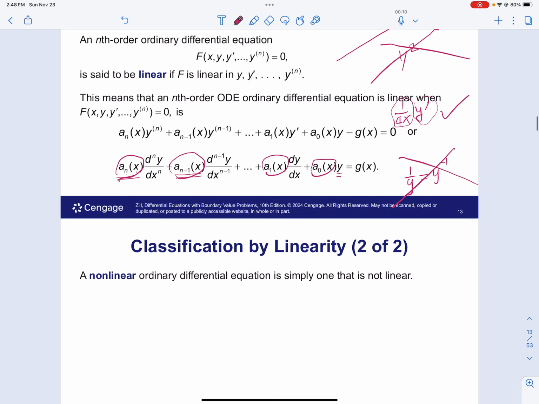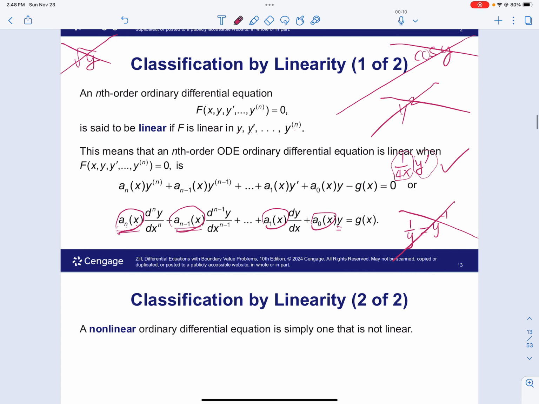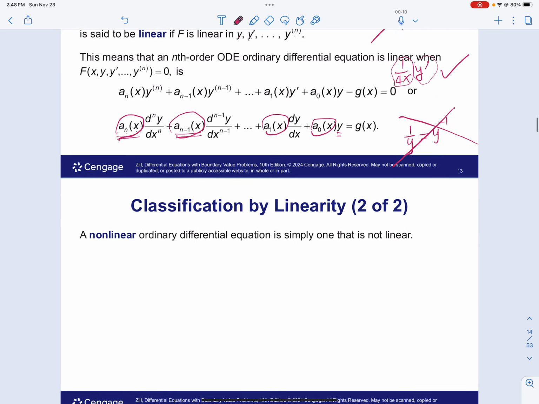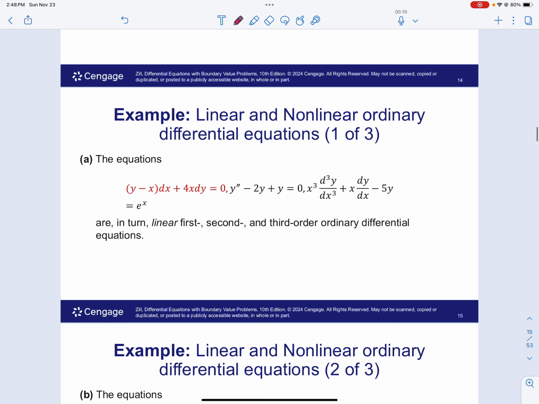Let's look at more examples. What does nonlinear mean? If it's not linear, then it is nonlinear. All the functions that I put a cross sign on are called nonlinear. Let's look at the examples. For the second example, this is perfect: 1, -2, 1, it's perfectly linear. X cubed is a function of x. -5 is also a function of x. A constant can be considered a function of x.